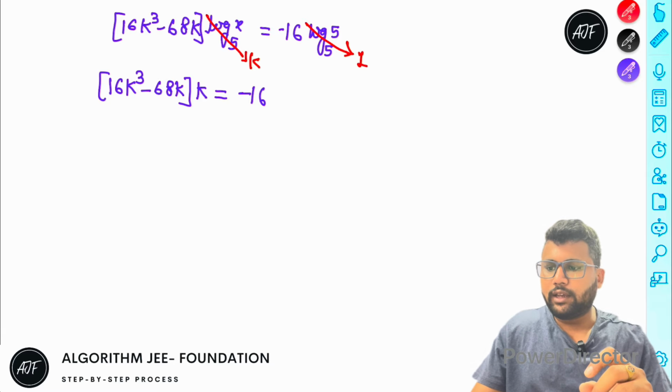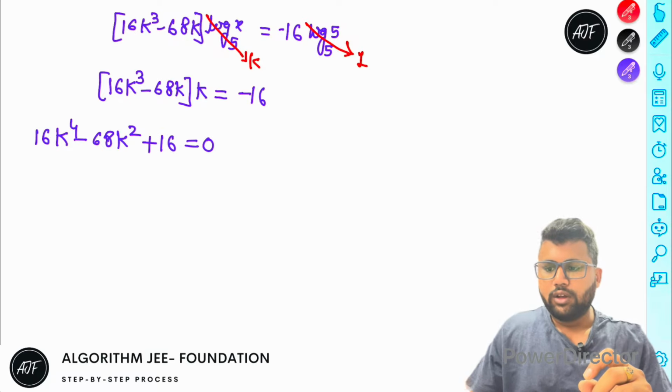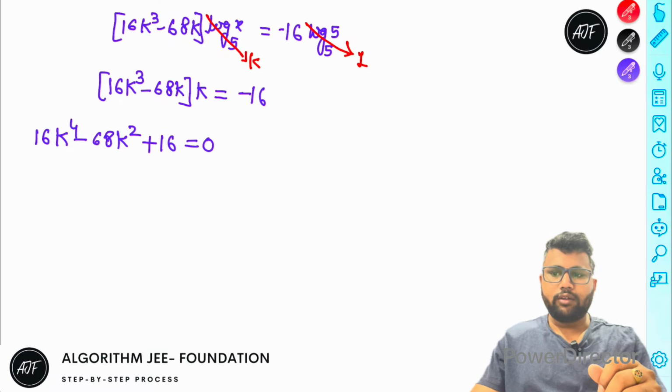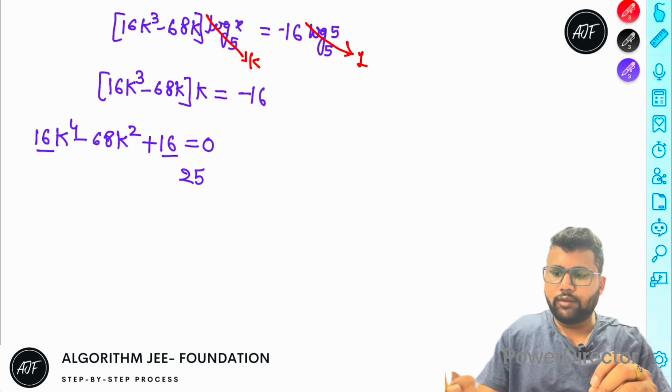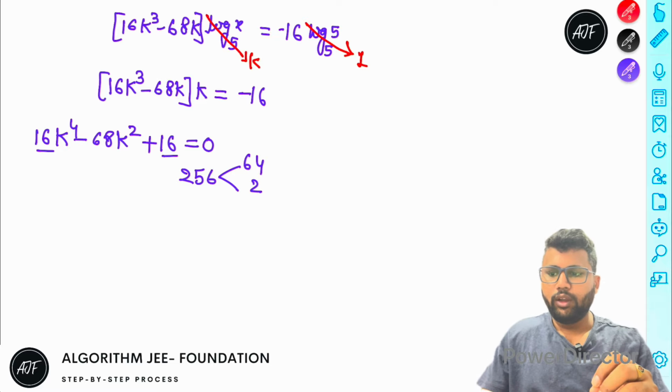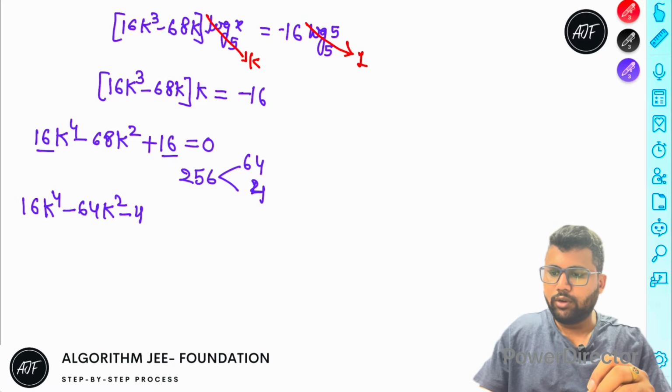If you multiply, then k is 16k power 4 minus 68k square, and 16 also shifts, so see that it converts into a quadratic equation in k square terms. So now you see that 16 into 16 is 256, and 256 converts into two parts, now 68, so 64 into 2. In this case, if you convert, then 68 becomes 64k square minus 4k square, plus 16 is equal to 0.